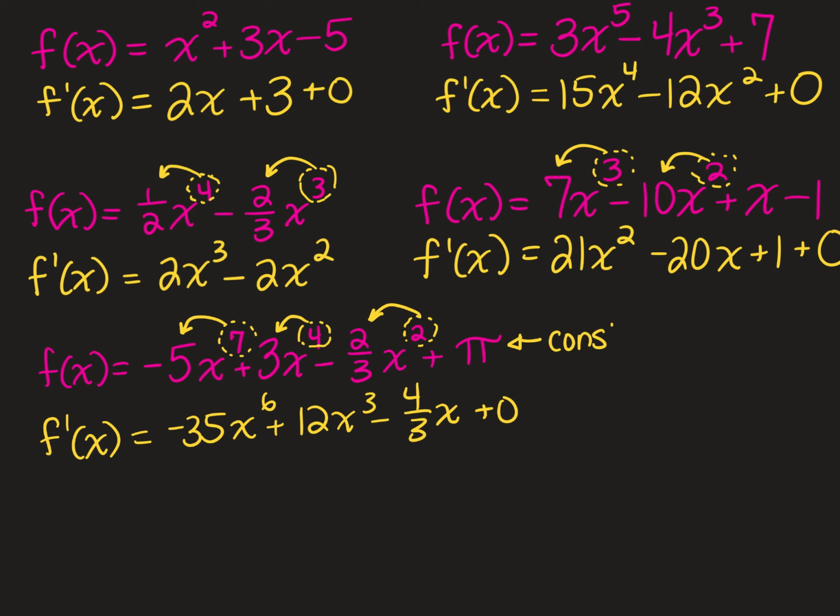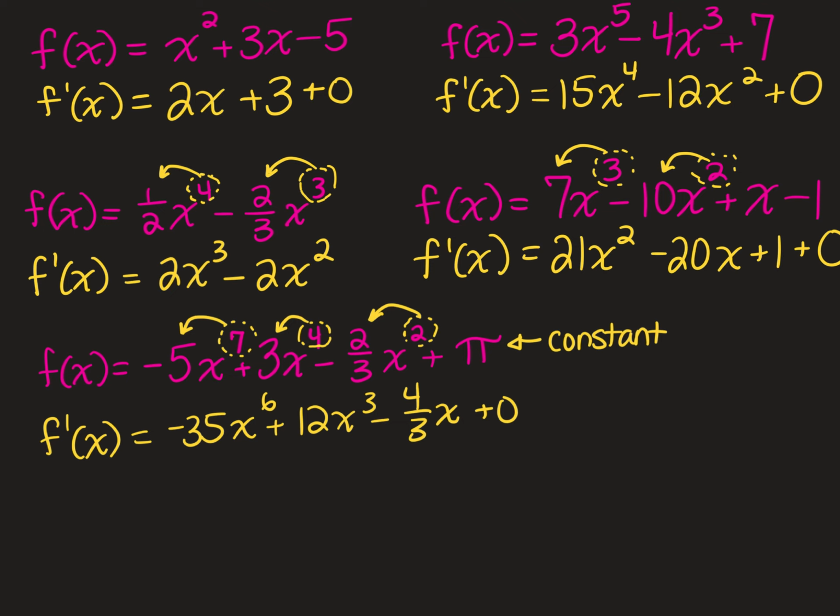This is just a constant. It's just like all of our other constants. Pi is 3.14. There's no x there, which means the derivative of that is going to be 0. If I ask you to find the derivative of a number without an x in it, it's always 0.